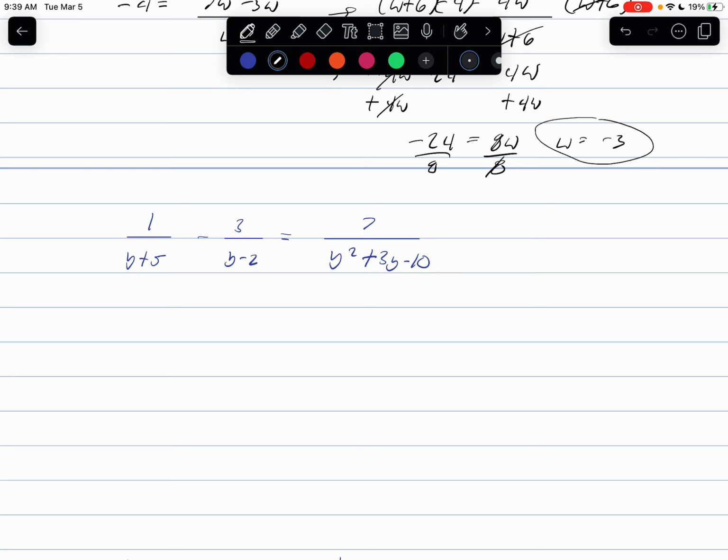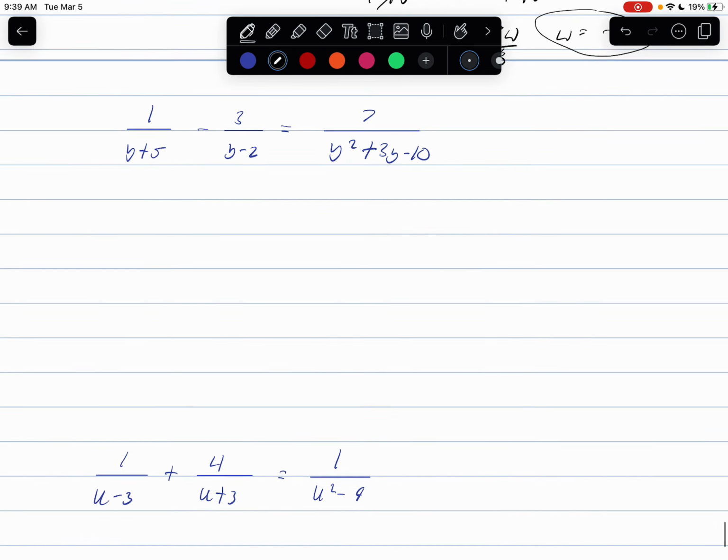Okay, next we have 1 over y plus 5 minus 3 over y minus 2 is equal to 7 over y squared plus 3y minus 10. Now, before you find excluded values, I do recommend trying to factor everything as much as you can, and I think we can factor y squared plus 3y minus 10, so let's go ahead and do that. So if we factor y squared plus 3y minus 10, we can rewrite this whole thing as 1 over y plus 5 minus 3 over y minus 2 is equal to 7 over, and this is the factoring part here.